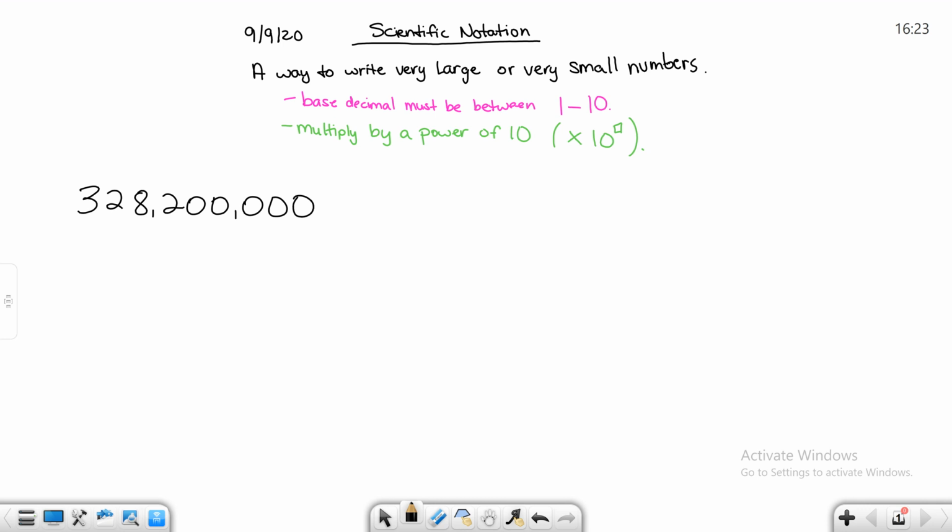So a regular way to write a number is called standard notation. And I'm just going to go ahead and write that down just so that you remember that's a regular way to write a number. And we are going to try to write that number into a smaller version of that number that still equals that number, but it has a base with a decimal that is between 1 and 10 and is multiplied by a power of 10. So let me show you how we do that.